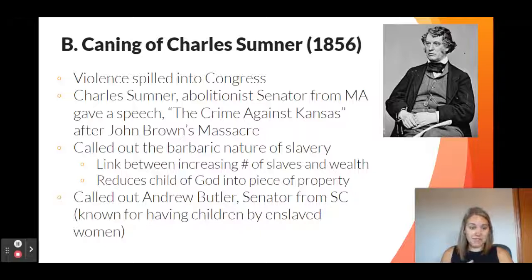And what he does is he uses explicit language, including the term rape, the raping of the South, to call out the barbaric nature of slavery. And so he basically describes how plantation owners, how slave owners understand that the more slaves they have, it means the more wealth they will have. And so he is calling them out on that connection. And he specifically addresses Andrew Butler, a senator from South Carolina, who was known for having children from enslaved women.